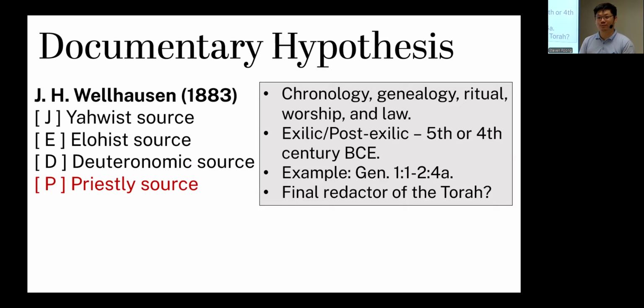Which means, guess what, according to Wellhausen, the Ten Commandments would be among the last things that were written in the Torah, because the last source is the priestly source who comes back from the exile, and they want to add in their own priestly things, and they are interested in ritual worship, law, observe the Sabbath, those kind of things. So Hauser would consider them the final redactor of the Torah. So the Ten Commandments would be among the last things added to the Bible.